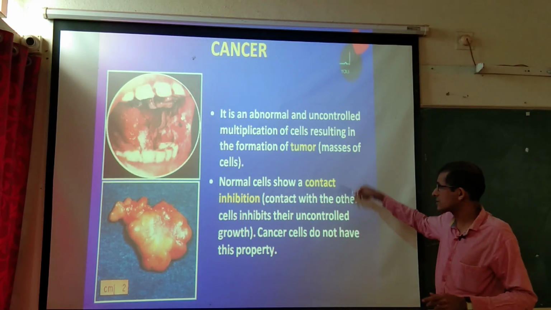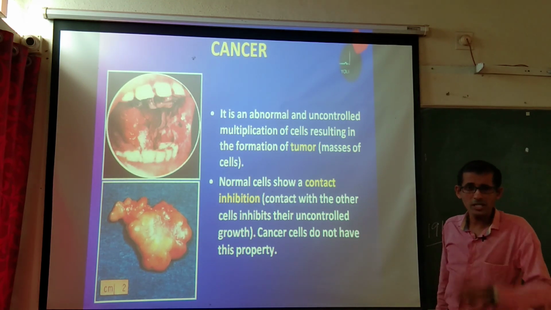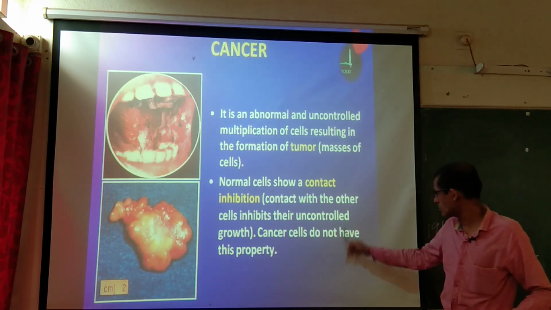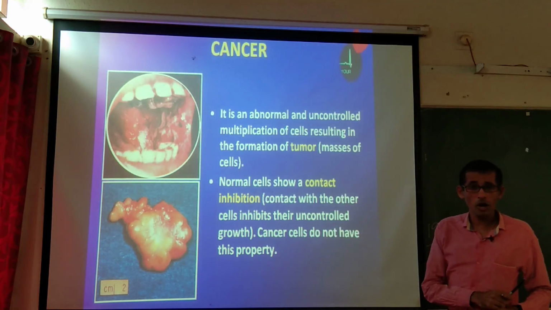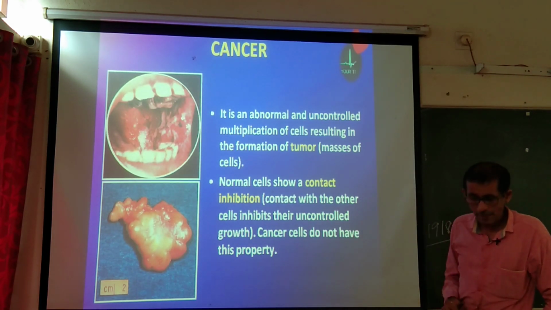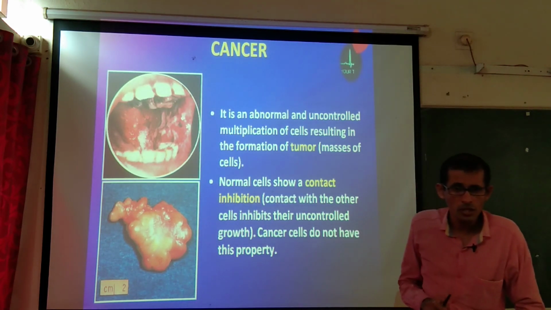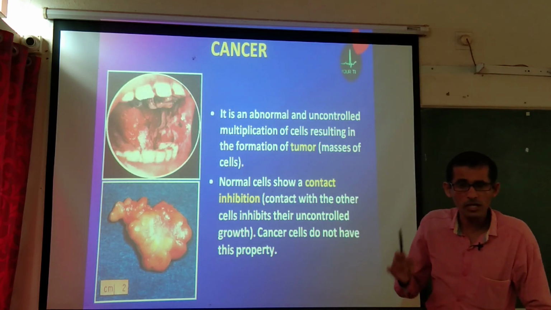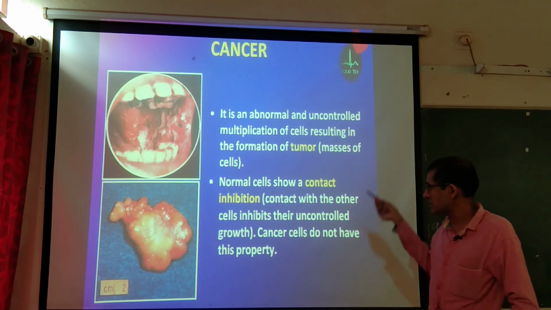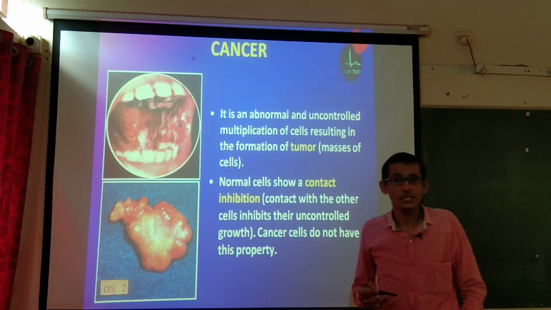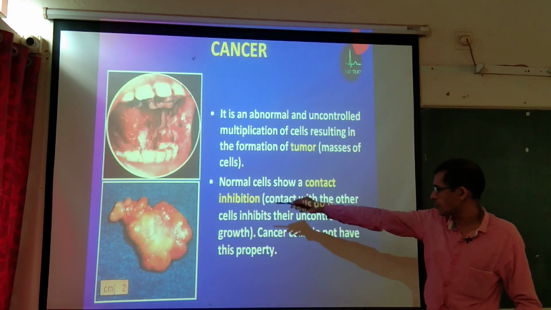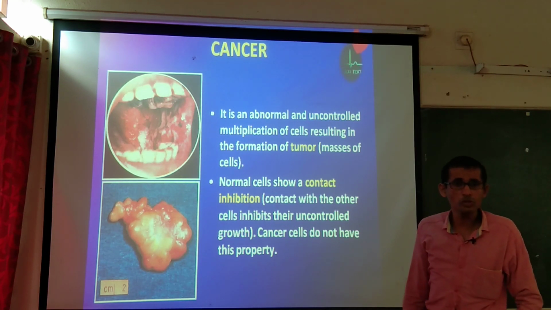But here what happens, in cancer cells they are going to lose this contact inhibition. So, normal cells show contact inhibition, cancer cells do not show this property. Contact between the neighboring cells is going to control or inhibit further growth or division of the cells. So, it is controlled cell division. When the controlled cell division is altered, that is going to lead to cancer. So, this may be mouth cancer, or a lump, we call them cancer lumps, tumors, right.